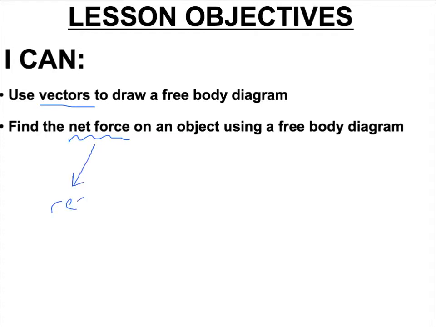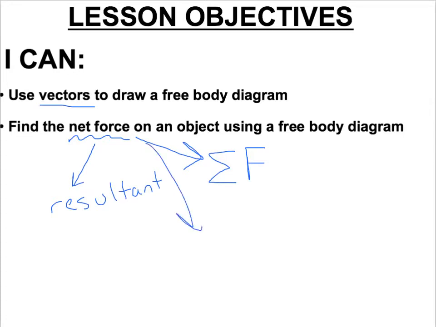One thing is the resultant once you add up all of the force vectors together. And a way we've represented net force using a symbol is this Greek symbol called sigma and an F. Another way still is F sum or F net.